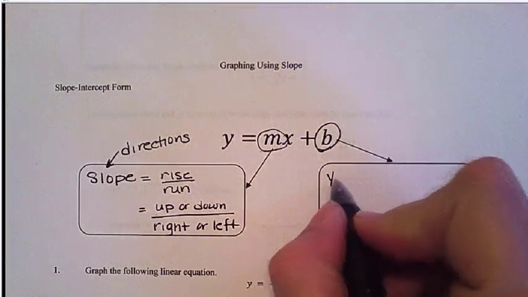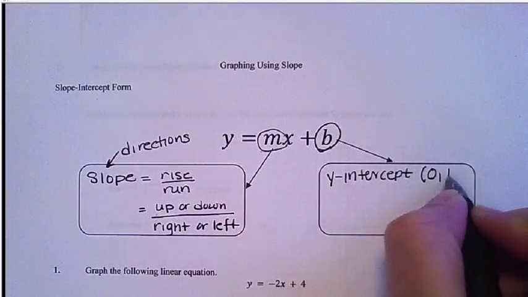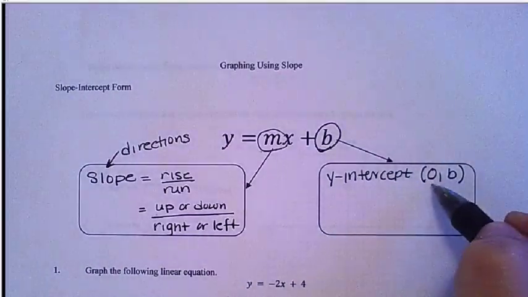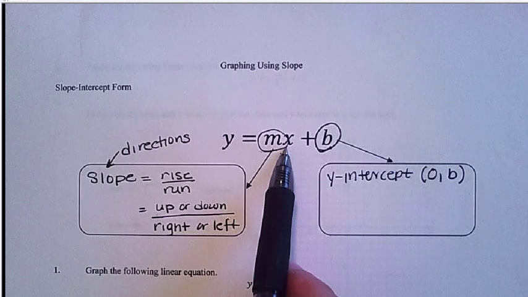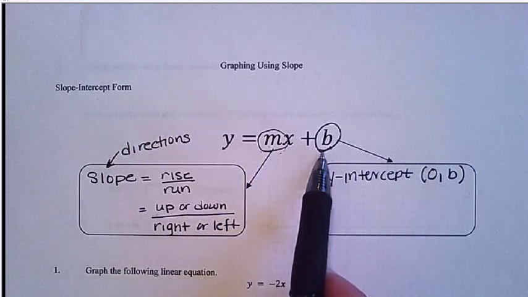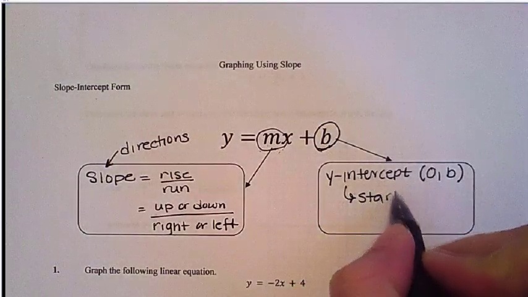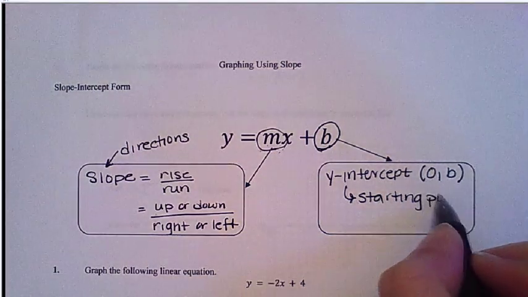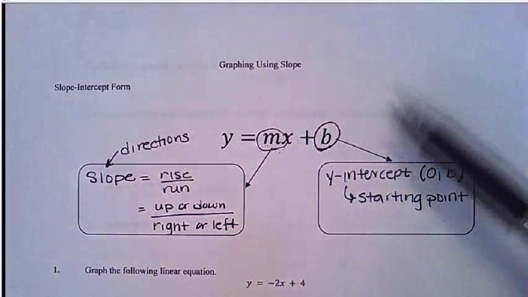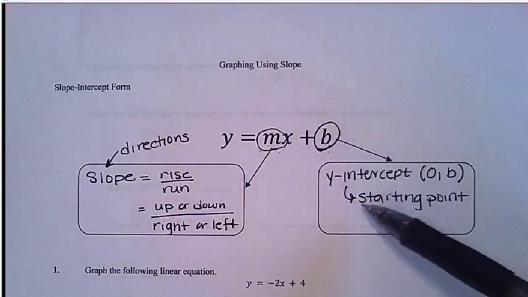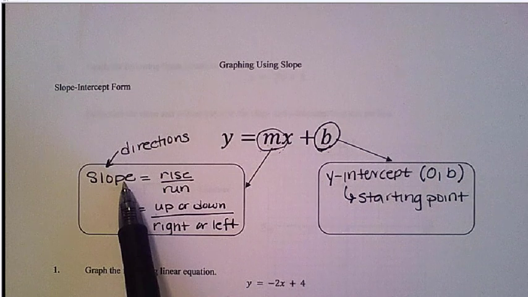The b value here is your y-intercept. Okay, and that's the point (0, b). If you'll remember from the last video we talked about the y-intercept, we know that the x value is always 0, and if I were to plug in 0 here for x, notice that 0 times m would go away and I would be left with just the b. That's why it's our y-intercept, and it is our starting point. It's like the you-are-here star on a map, telling you where to begin. So when you're graphing lines, we have to identify the slope and the y-intercept, and then we want to graph our y-intercept first, and then use our slope, or our directions, to find the next point on our line.